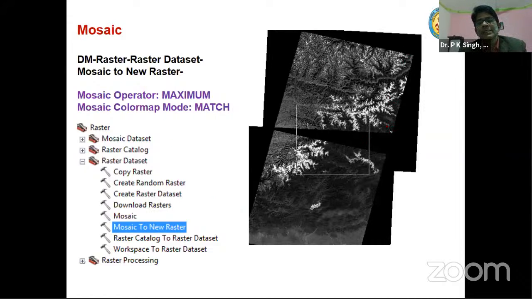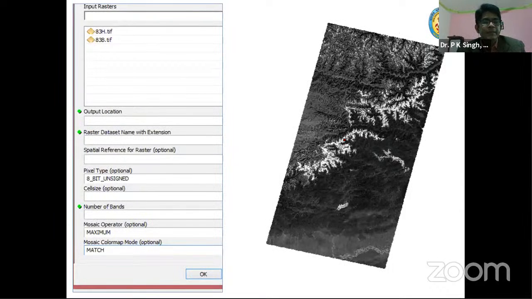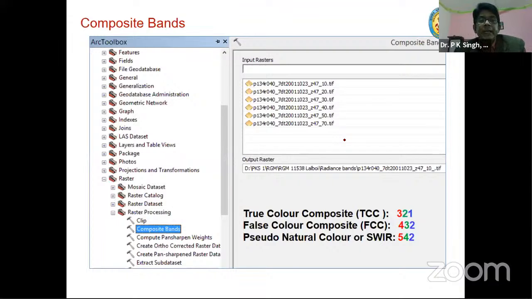I have taken 2 degree sheets. I am interested in that part of the area. I'll be doing mosaicing, then clipping the area of my own interest. You will be doing mosaicing in all software: ArcGIS, ILWIS, ENVI, QGIS, even ILWIS. ILWIS is a free software, ITC's software. There everything can be done. Sometimes this term differs from one software to another, but everywhere this facility is available. So mosaic areas, extract your own area of interest. It is done, okay. Then comes composite bands.